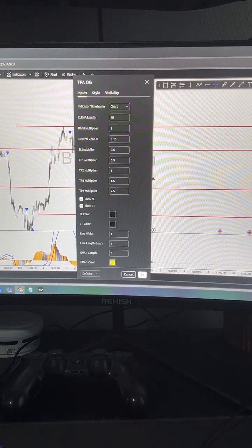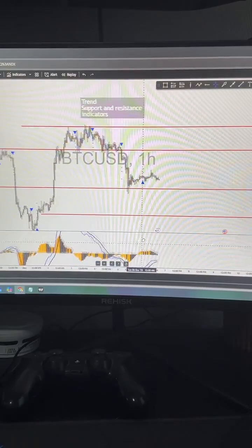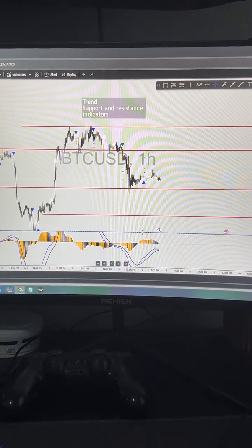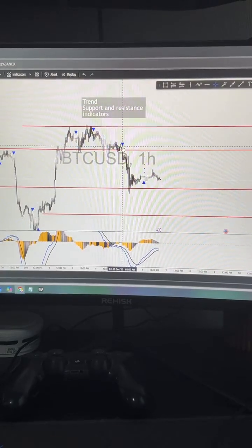The signal on the 1 hour says to short. So how do you enter on what time frame? You enter on the time frame that you're on, but you make sure that the confluences line up. So right here, this says short.